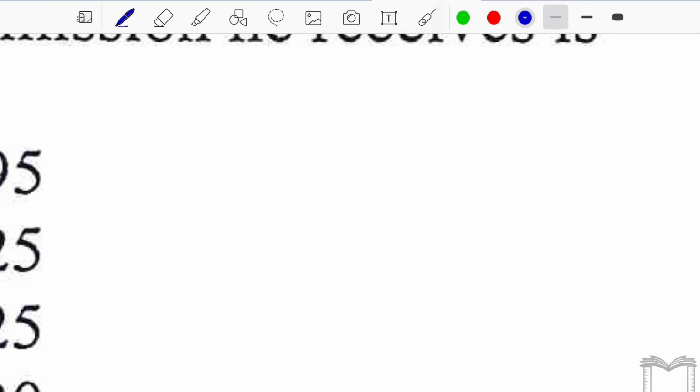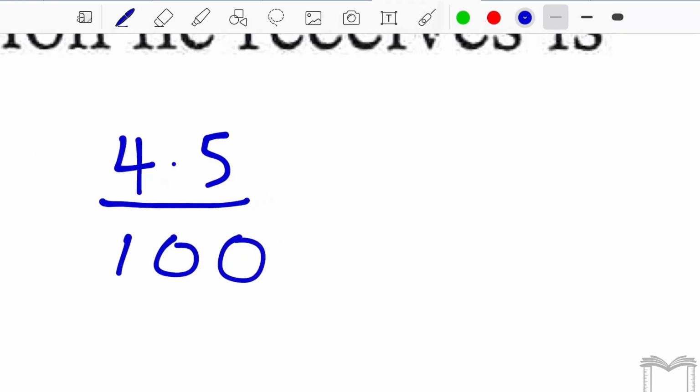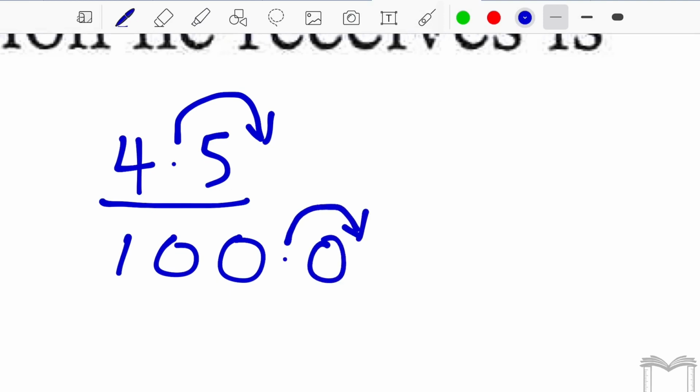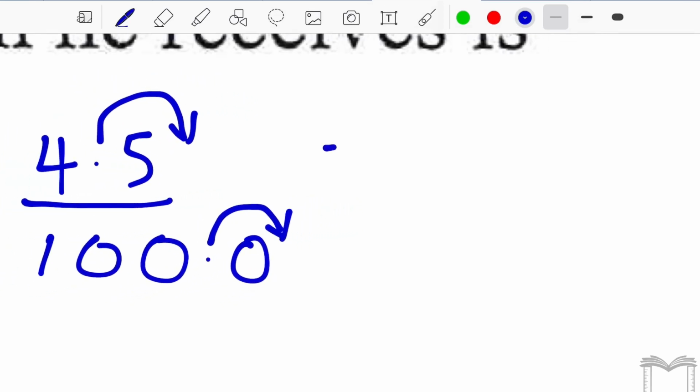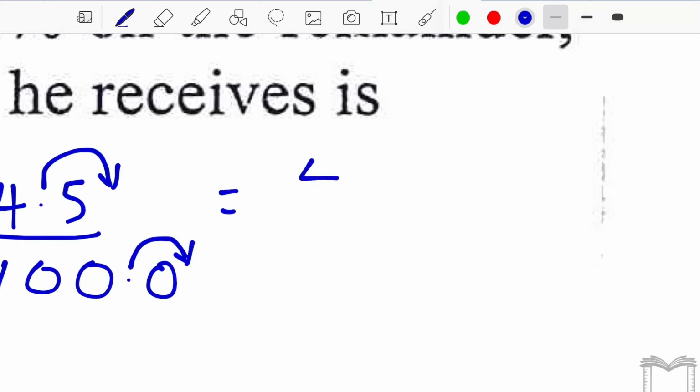How do we find 4.5%? So this is what I would do. We know that 4.5% means 4.5 over 100. If we move the decimal point one place to the right in the numerator, we also do the same in the denominator. So that would make it 45 over 1000.